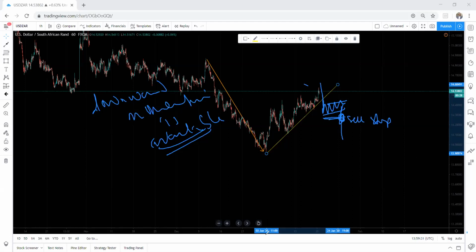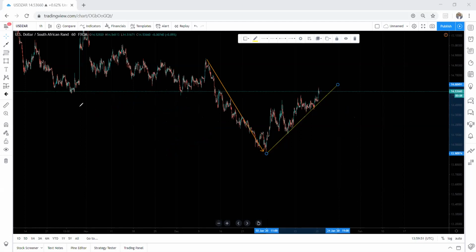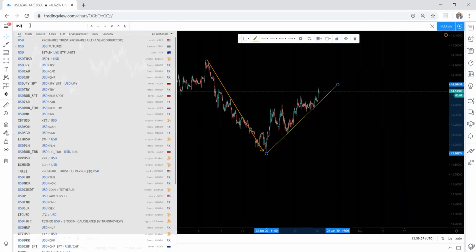All right, that is USD ZAR. Then let's look at USD JPY.